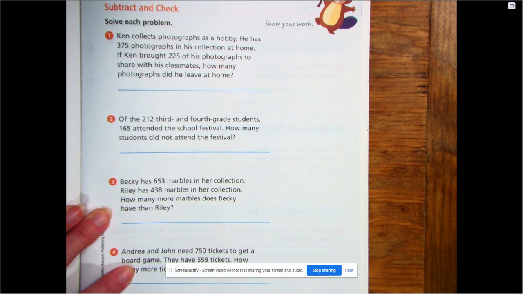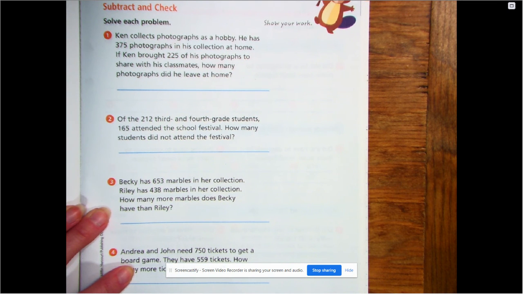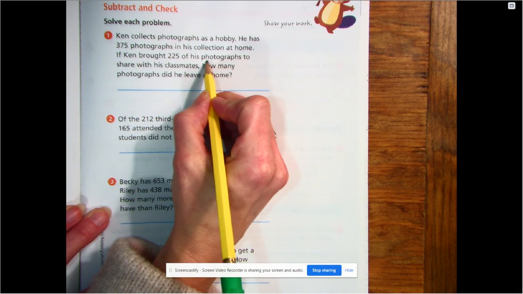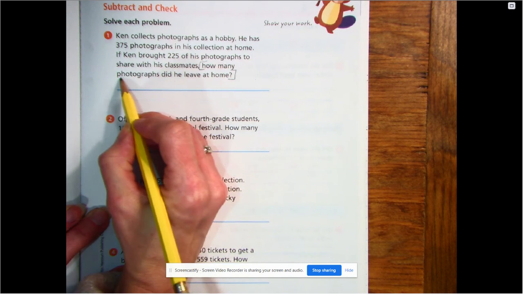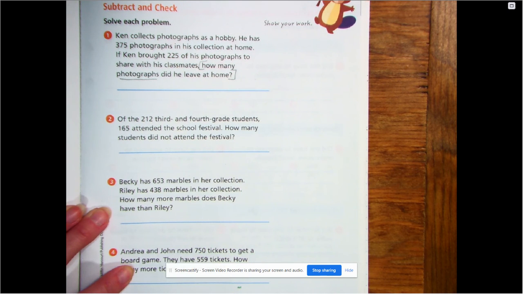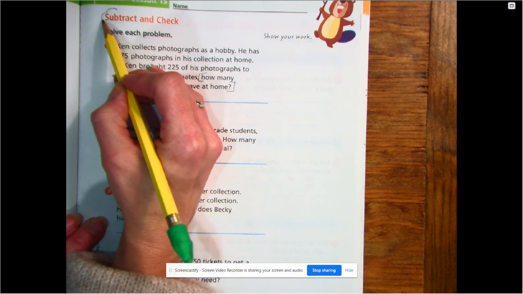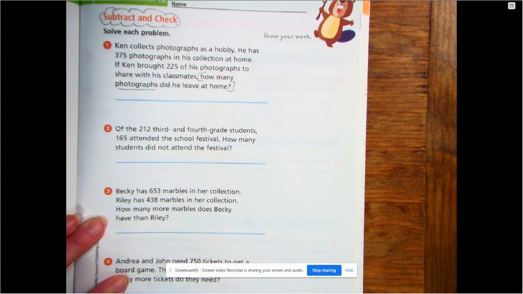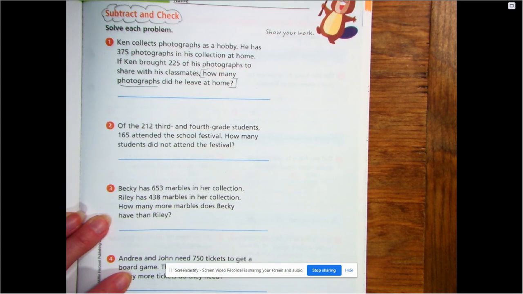All right, so let's look at number one. It says, Ken collects photographs as a hobby. He has 375 photographs in his collection at home. If Ken brought 225 of his photographs to share with his classmates, how many photographs did he leave at home? So here's my question. How many photographs did he leave at home? Okay, and pay attention. Look at what we're doing. We're subtracting up here. So that should be a clue to you. If you're reading the directions and putting that in your head, you should know, okay, this is going to be a subtraction page.